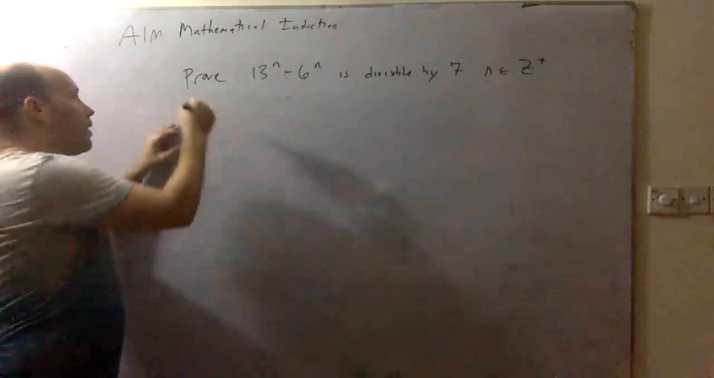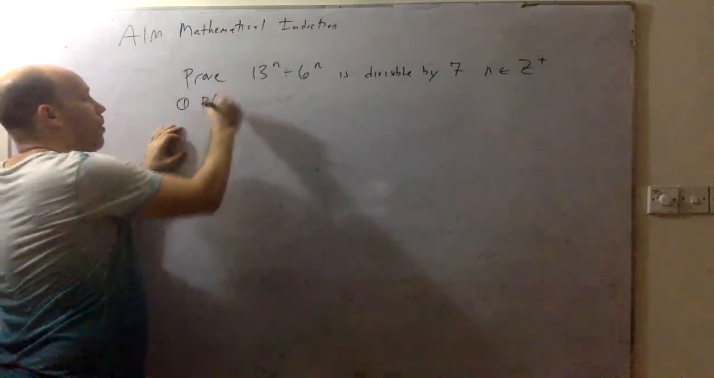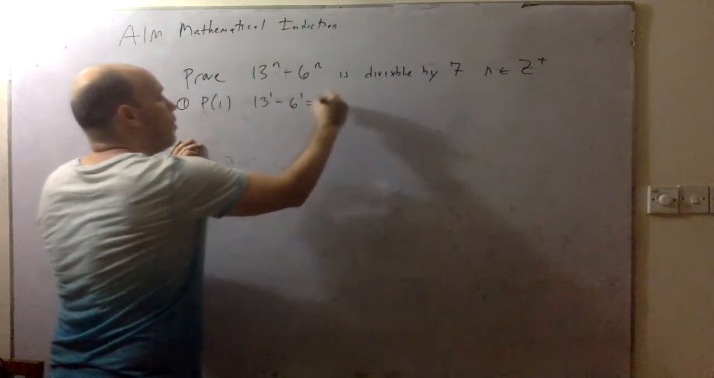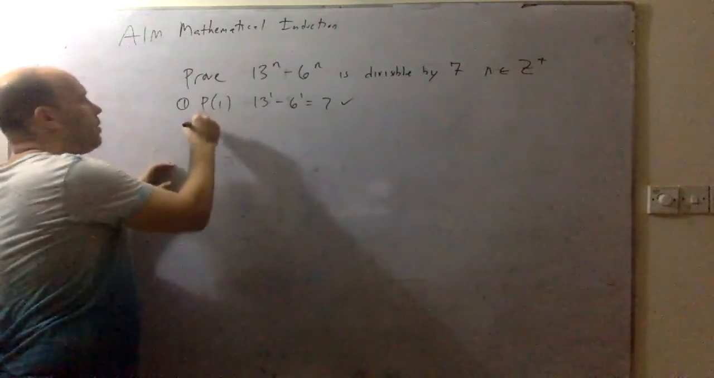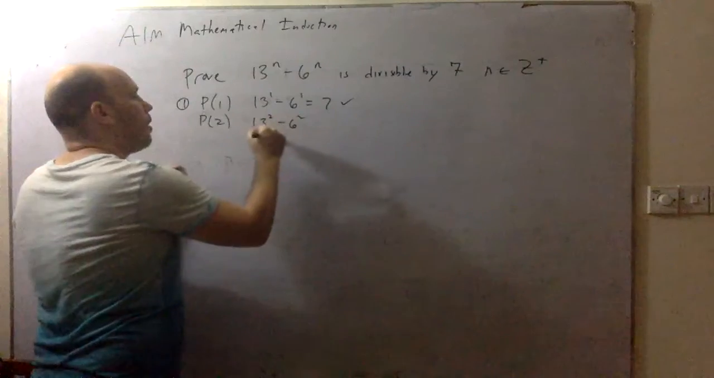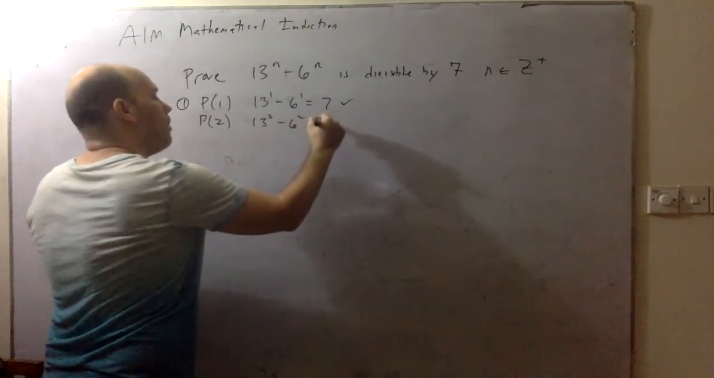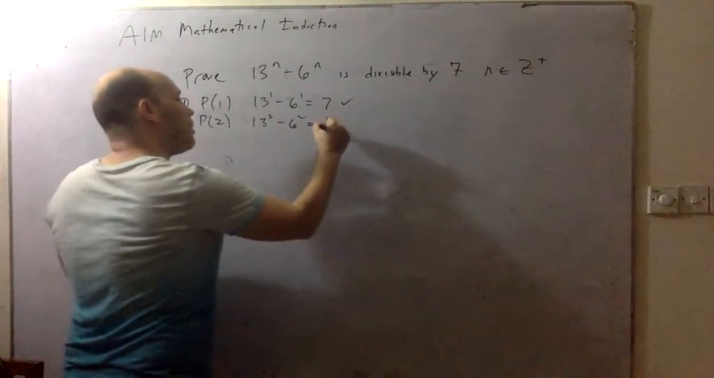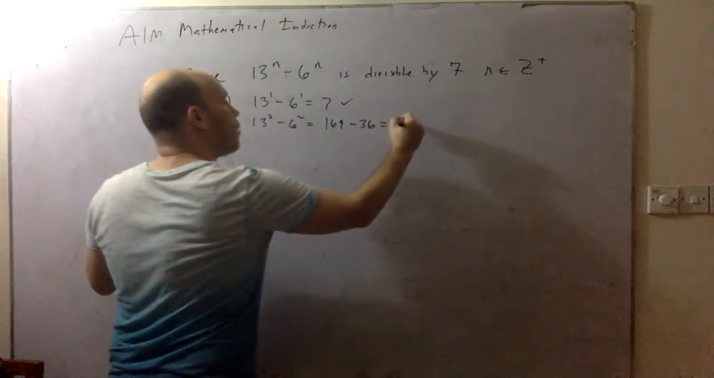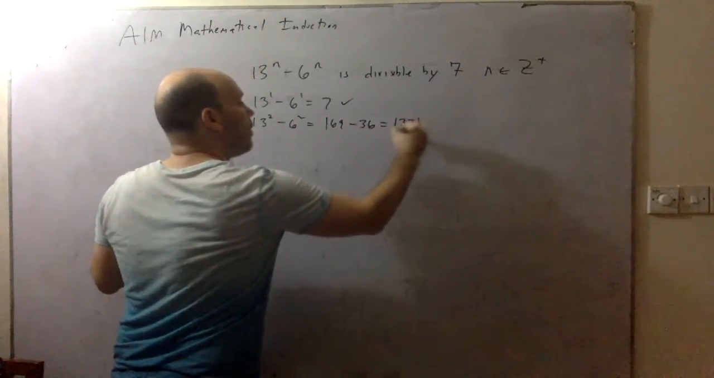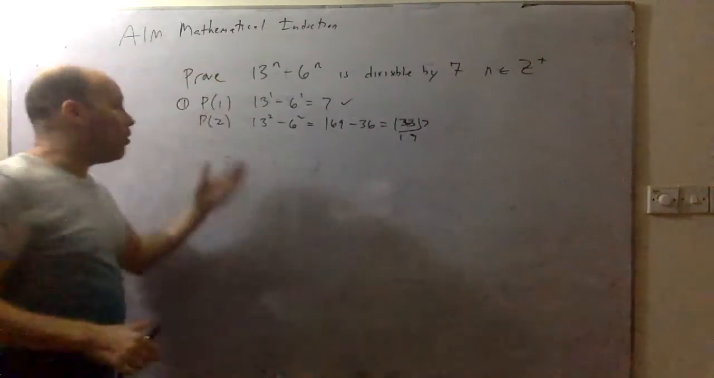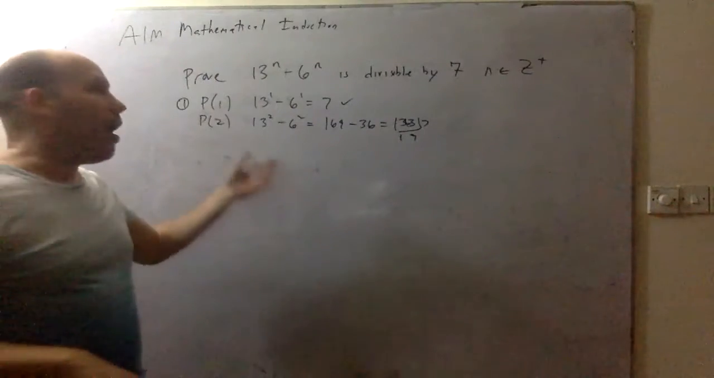So for step 1, test out the first term. 13^1 minus 6^1 equals 7. That's good. Let's see if this works for 2. 13 squared minus 6 squared, that's 169 minus 36 is equal to 133. Is that divisible by 7? Yes. 19 times 7. Nice. So that worked. That's kind of interesting.